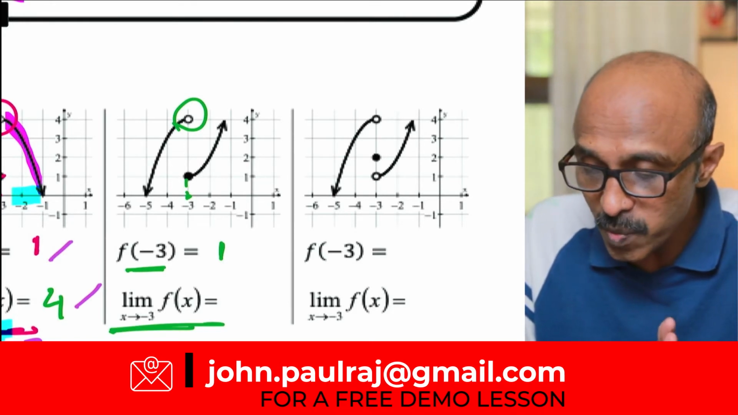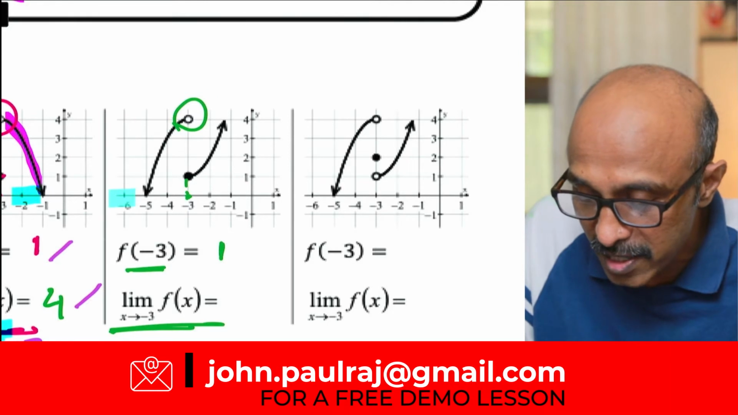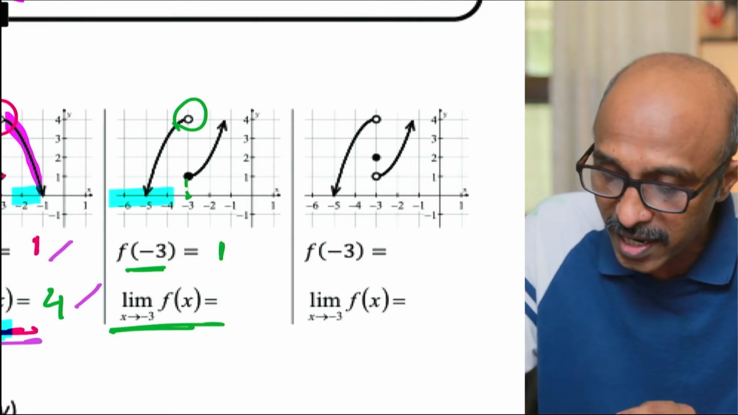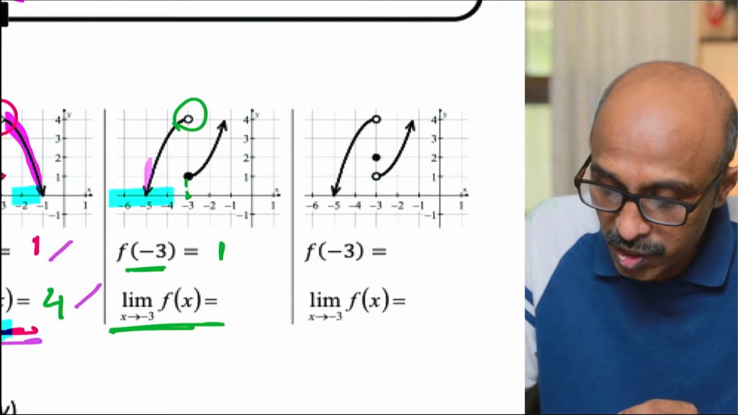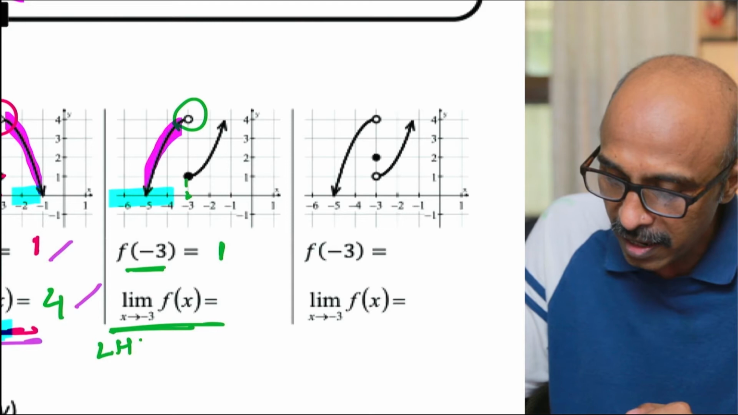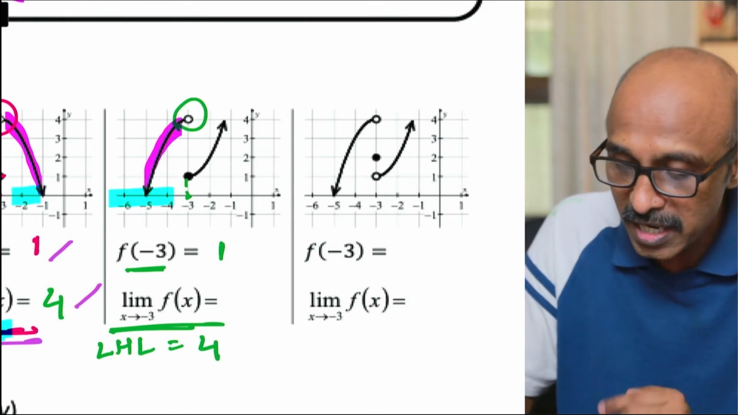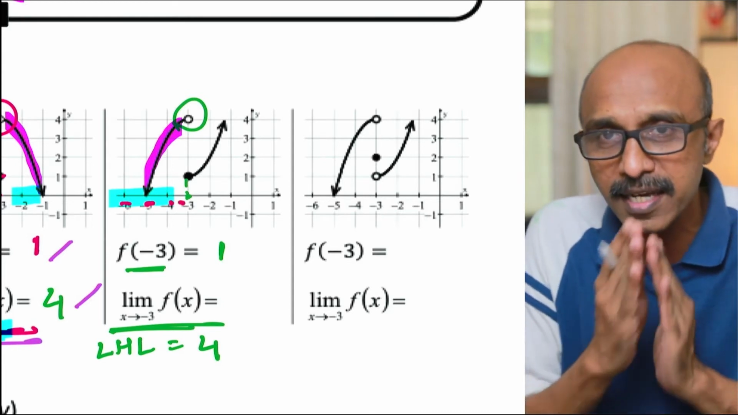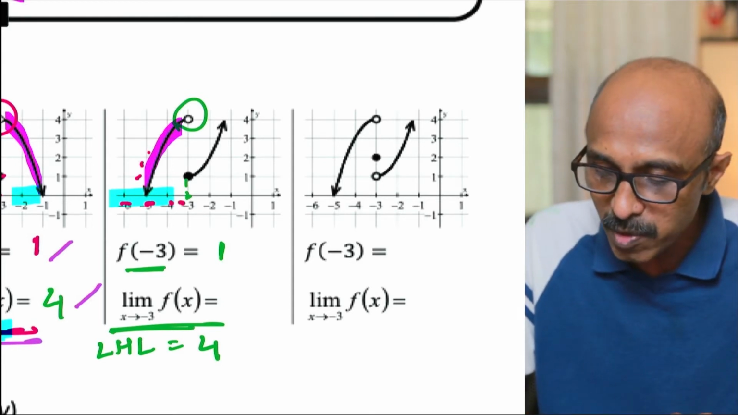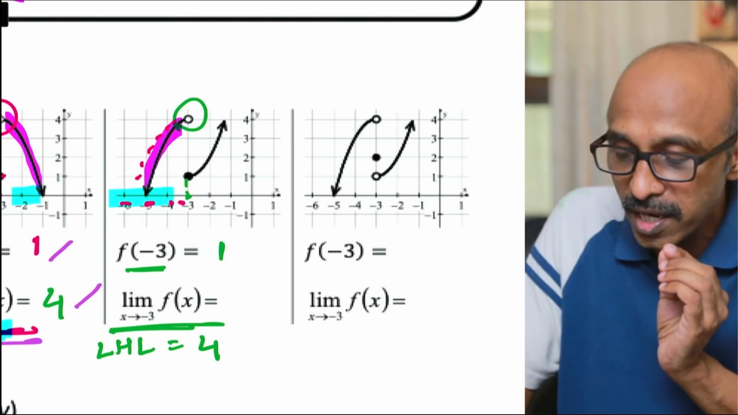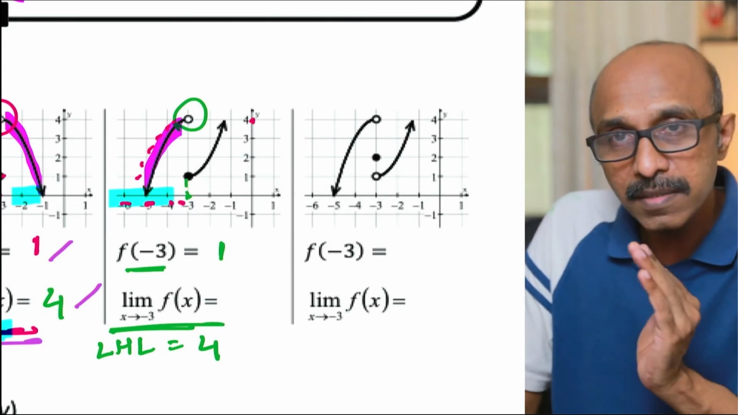Remember, according to your definition, we need to check what's happening from the left-hand side of -3 and from the right-hand side. So x approaching -3 from the left-hand side, the values of the function seem to be approaching 4. So I'm going to write LHL, left-hand limit is 4, which means as x approaches -3 from the left-hand side, x values are increasing, the y values seem to be increasing, and almost approaching 4. So the left-hand limit is 4.